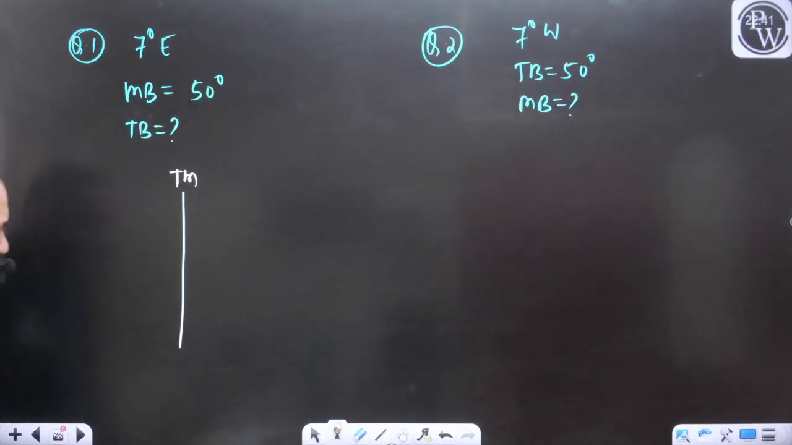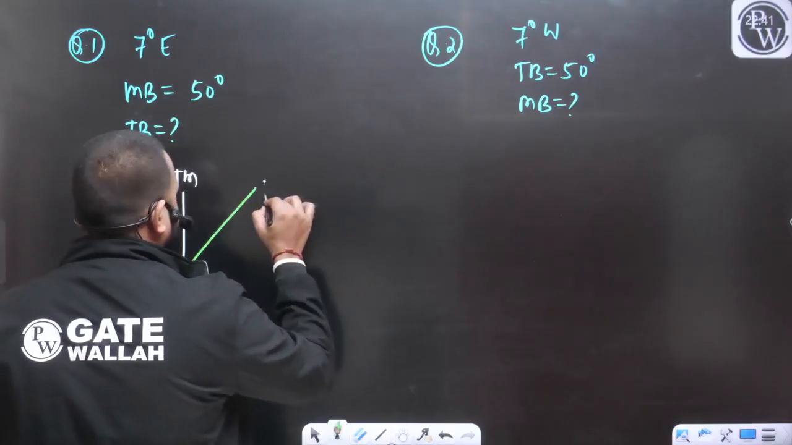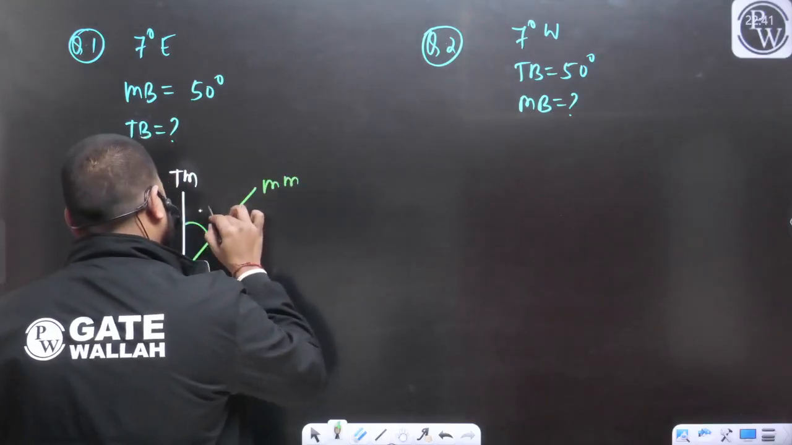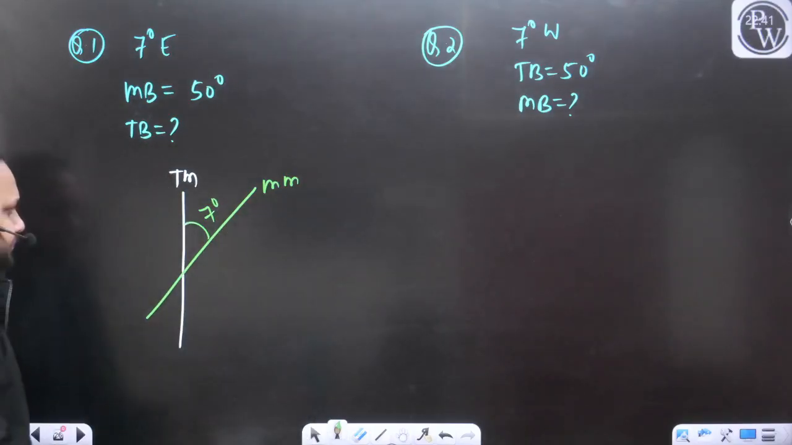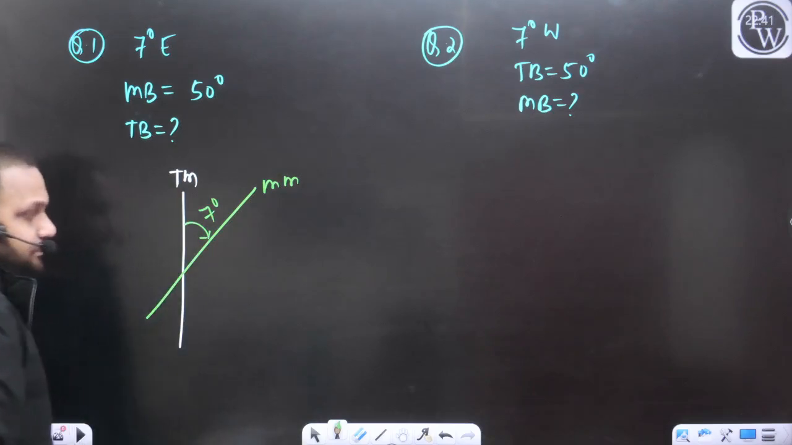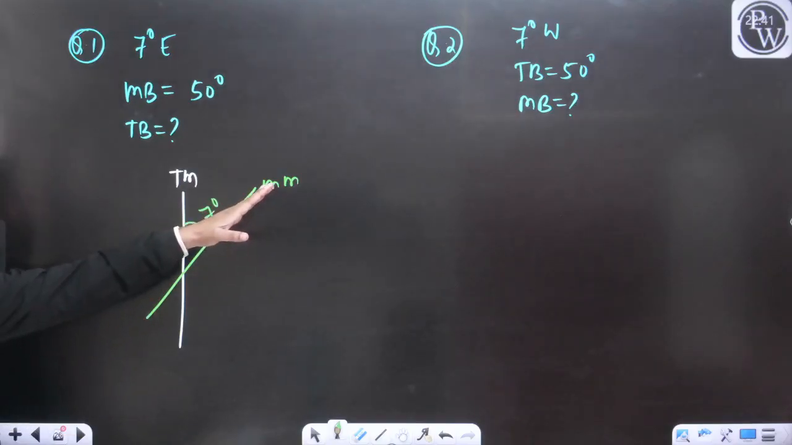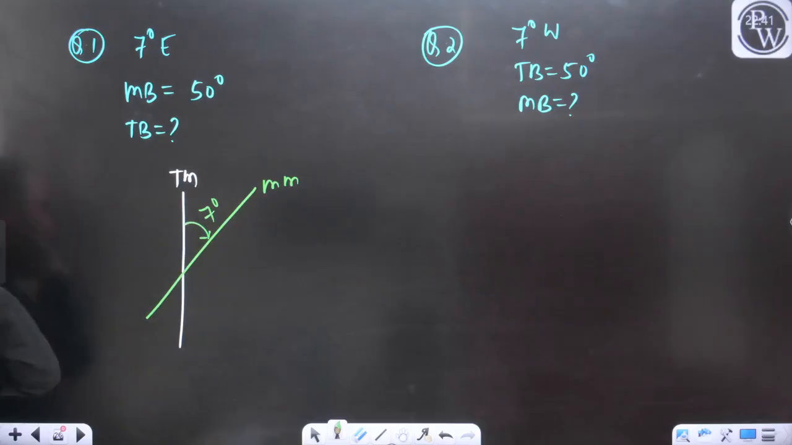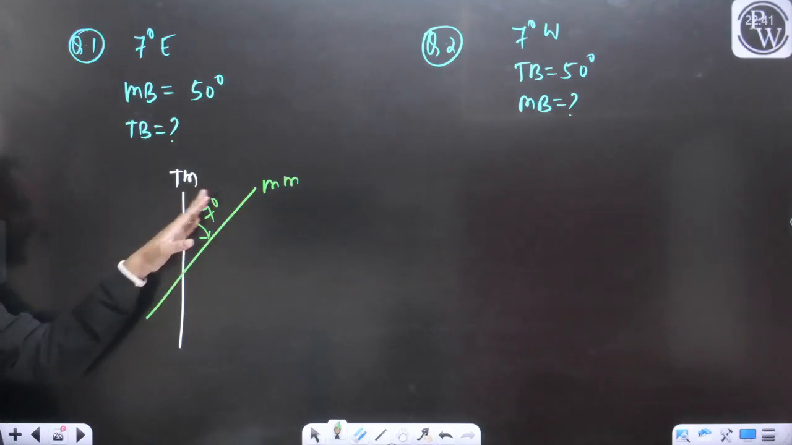Declination is given as east. That means this should be the position of the magnetic meridian, and this angle they have provided as 7 degree. That means this, yes or no? This is the true meridian. This is the magnetic meridian. The angle between the true meridian and magnetic meridian is considered as the declination. Here the declination is given as 7 degree east. That's why this should be the position of the magnetic meridian.